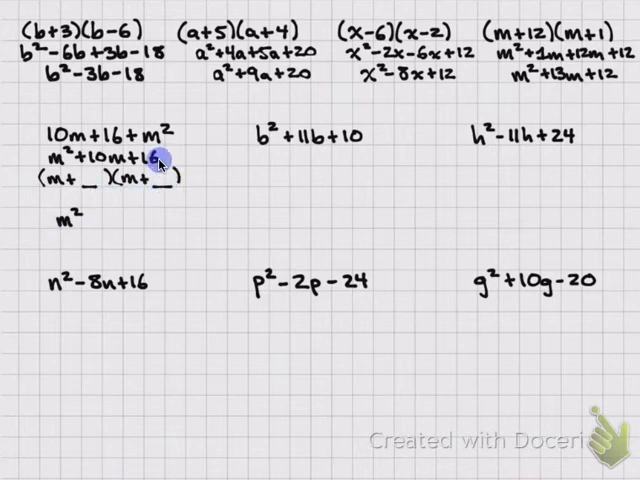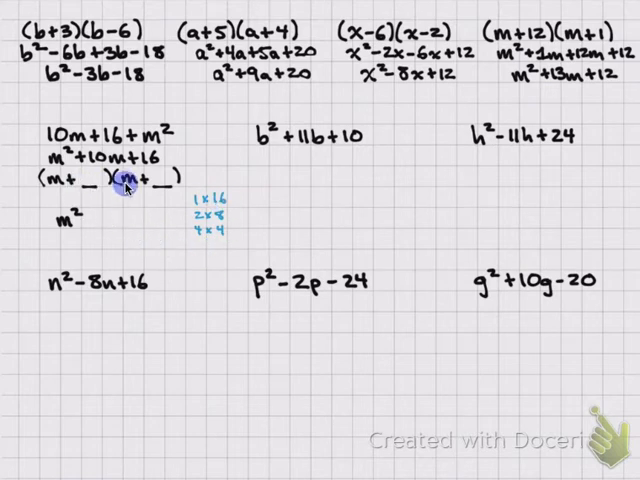So my next strategy is mentally, I think of all the factors of 16. Well, I think we've got 1 times 16. I think we've got 2 times 8. And I think we've got 4 times 4. Now note that these numbers can be both positive or negative. So it could be -1 times -16, -2 times -8, -4 times -4. So it's always good to keep that in mind, that you could have both positive or negative factors.